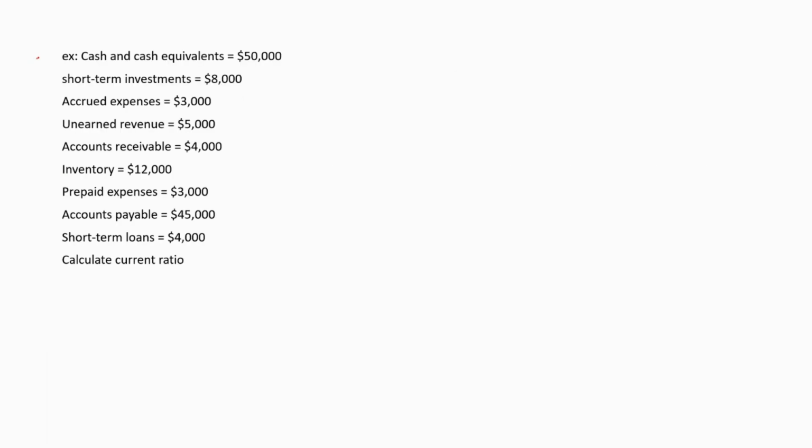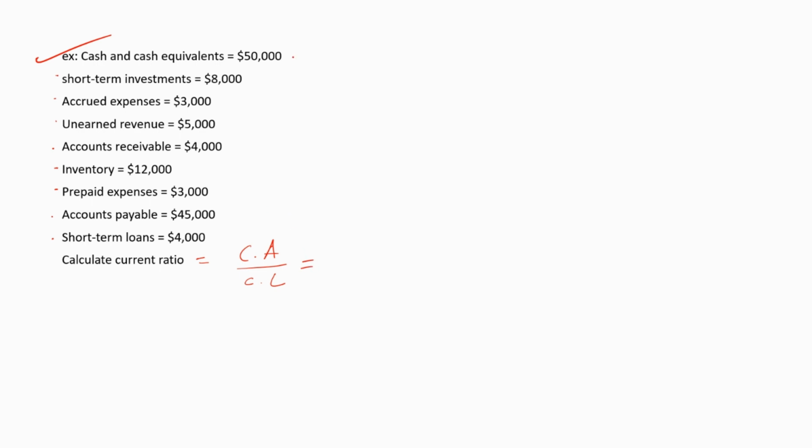Now let's do this example and calculate the current ratio. They have given us the cash and cash equivalents, short-term investments, accrued expenses, unearned revenue, accounts receivable, inventory, prepaid expenses, accounts payable, short-term loans. First of all, we have to identify the current assets and the current liabilities separately. Current ratio is equal to current assets divided by current liabilities. Now let's identify the current liabilities and current assets.